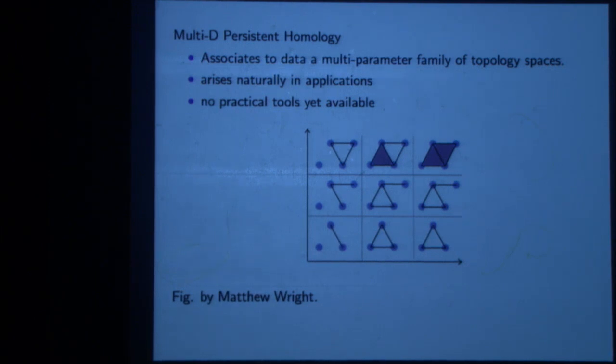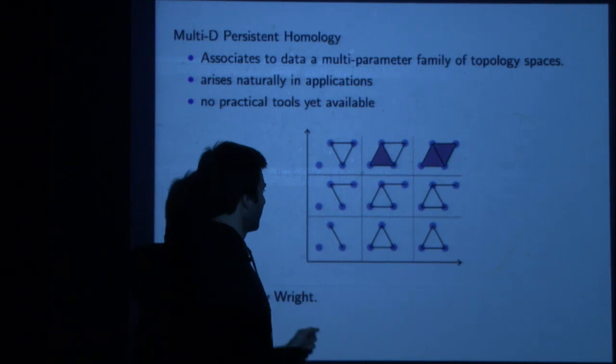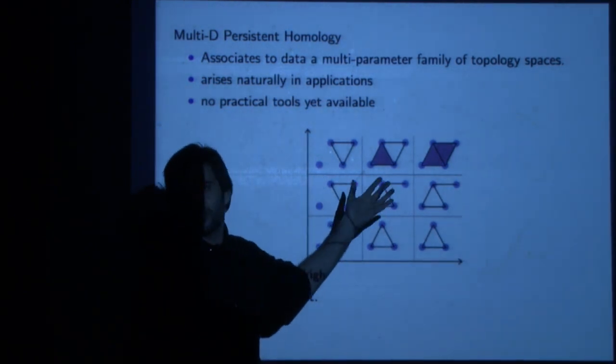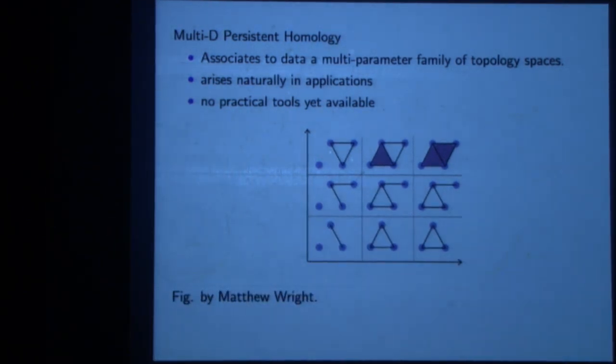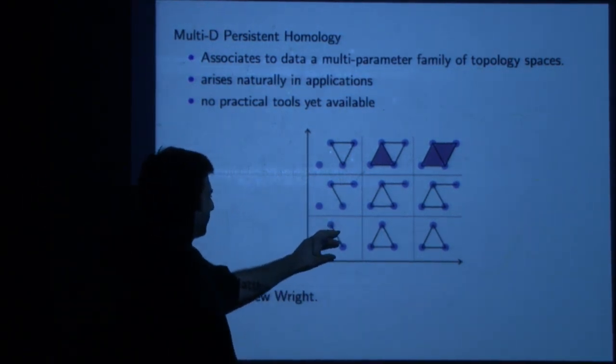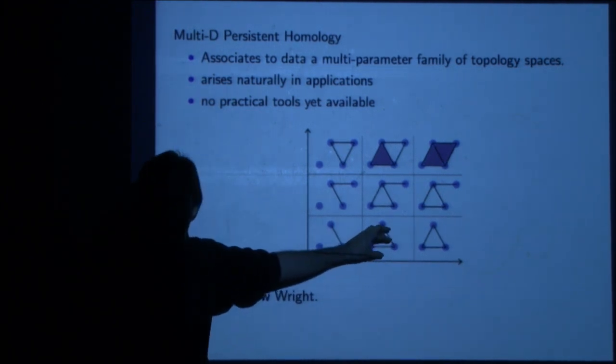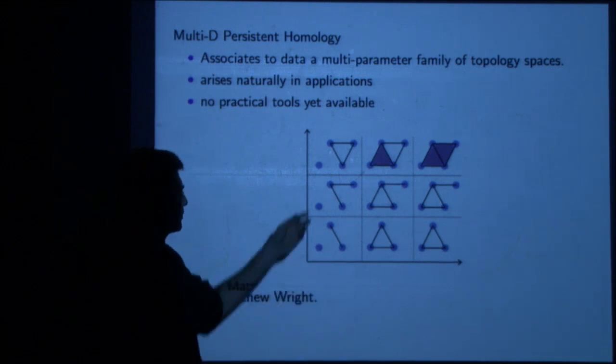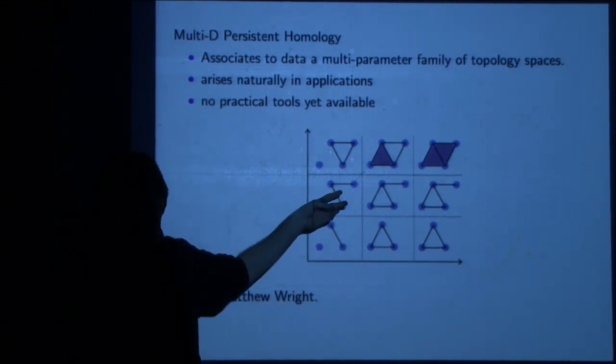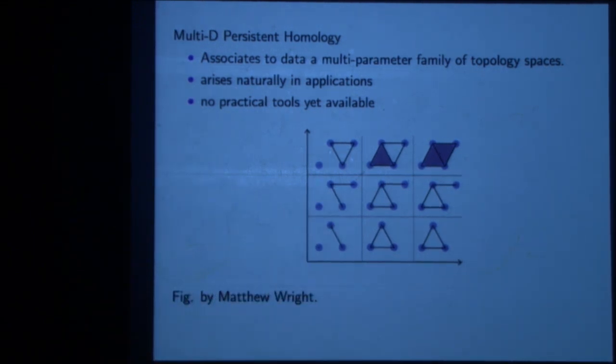I'll tell you later on. So intuitively, it's essentially a grid of topological spaces. I think of this one as the topological space at parameter 1, 1, say. This one as the topological space at parameter 2, 1. This one as the topological space at parameter 1, 2, and so on. Now, I'll go into all of this in detail later, but this is just to give you a sense.